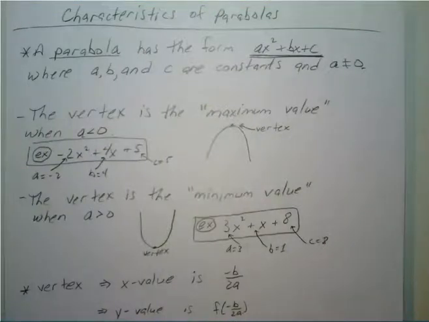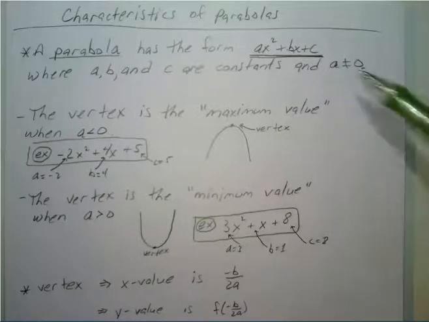Hello everyone. In this video we will be looking at some characteristics of parabolas. The expression of a parabola, not the equation because we don't have an equal sign, has the form ax squared plus bx plus c, where a, b, and c are constants and a does not equal 0.